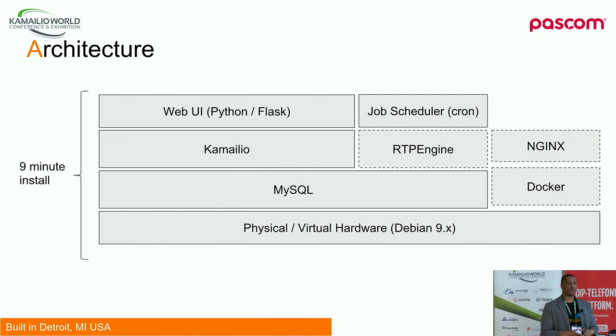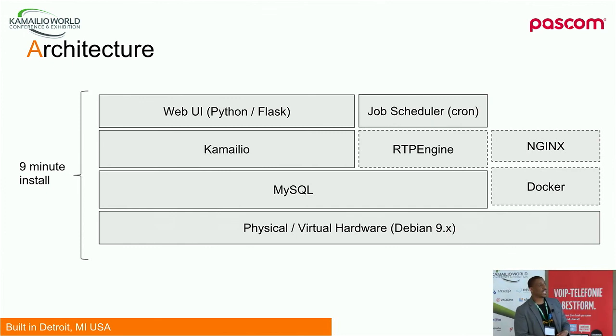We do have some support for Debian 8.9, and a gentleman committed some stuff for CentOS as well. So we're going to be committing that after we go through validation. But MySQL, Kamailio on top of that. RTP engine, again, is something that is optional. There's actually a parameter when you do the install. You can say, do you want RTP engine or not, and it'll actually install it and configure it.